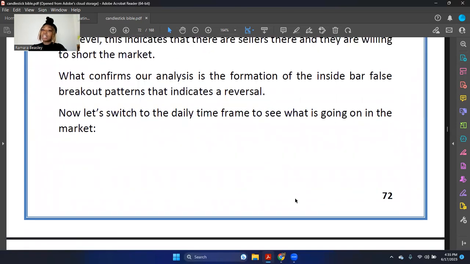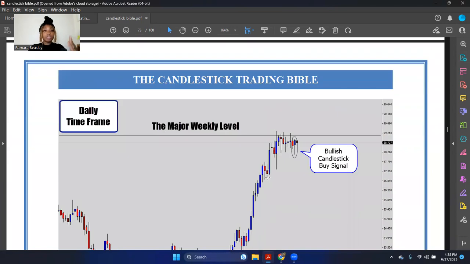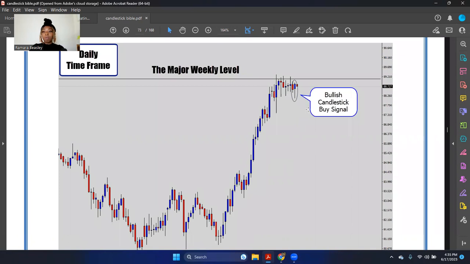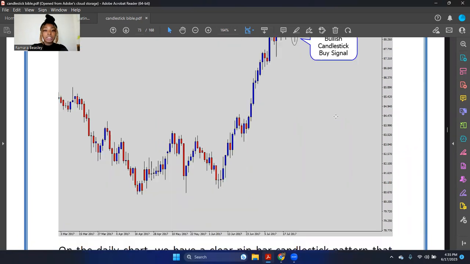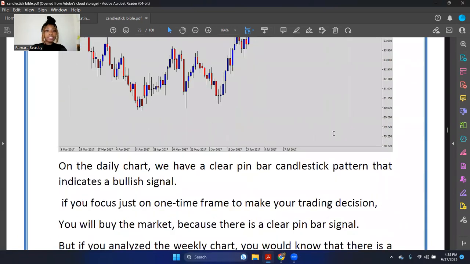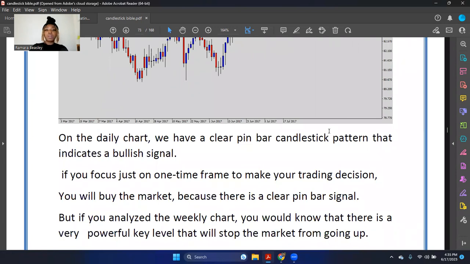Now let's switch to the daily time frame to see what is going on in the market. All right, they was on a weekly time frame. They went to the daily time frame, right? Bullish candlestick buy signal. Okay. It says on the daily chart, we have a clear pin bar candlestick pattern that would indicate a bullish signal. If you focus on one time frame to make your trading decision, you will buy the market because there is a clear pin bar signal.